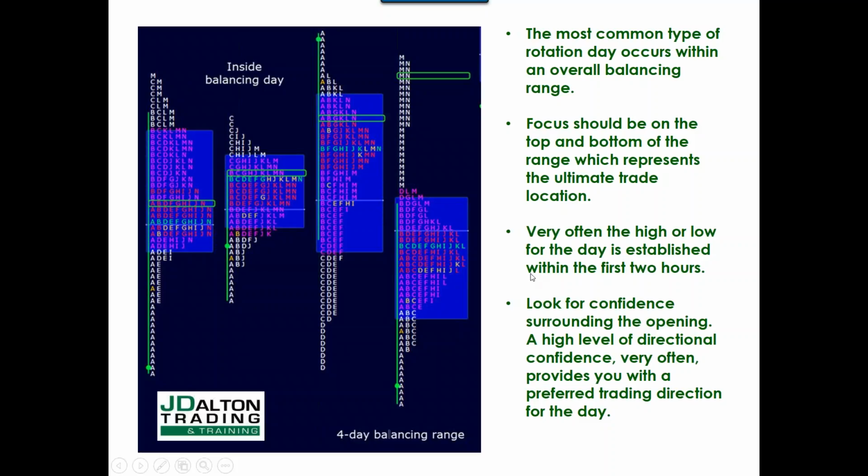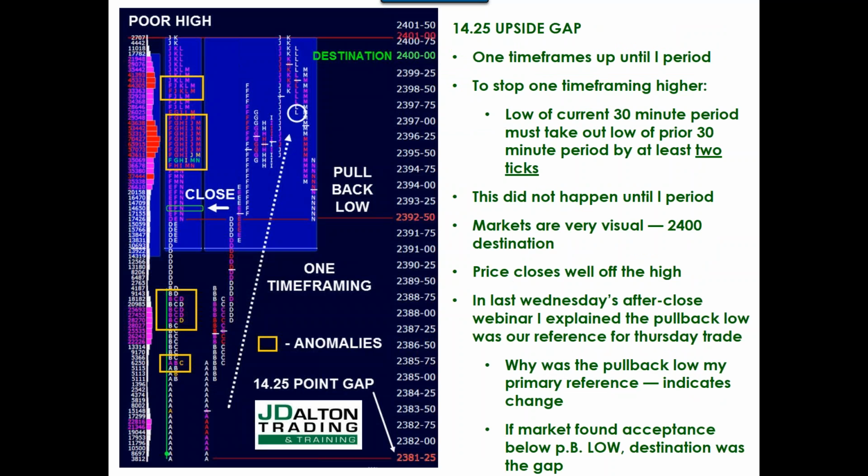Very often, the high or low for the day is established within the first 2 hours. The low happened in the first 2 hours. The high happened in the first 2 hours. The low happened in the first 2 hours. It doesn't have to be that way. It's just something to keep in mind that it's fairly common for that to happen.